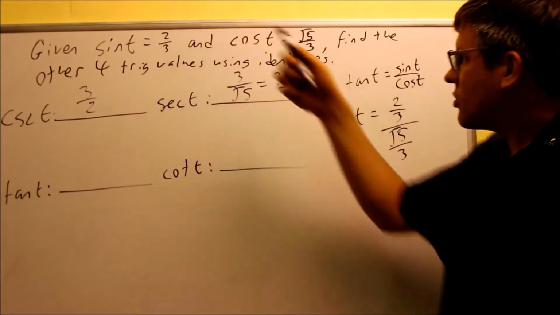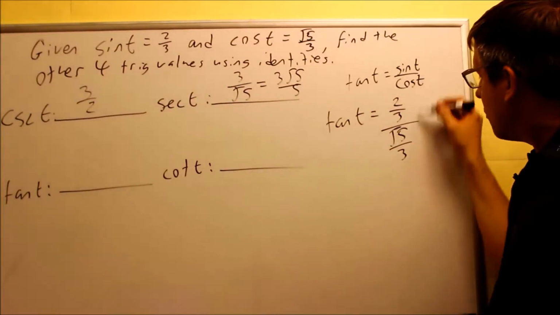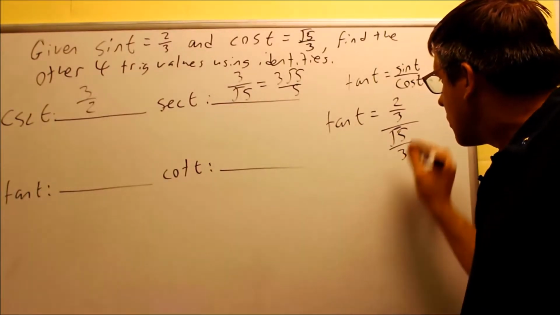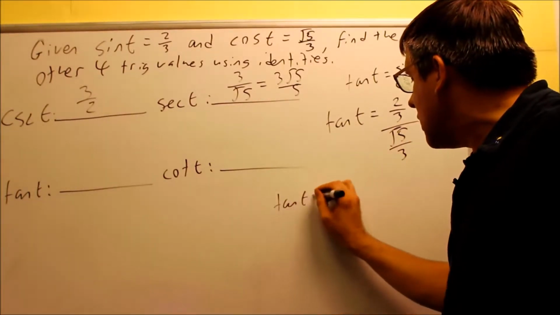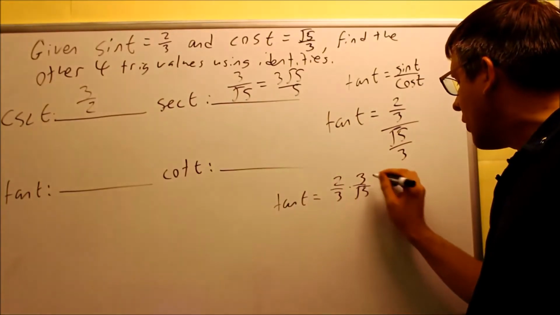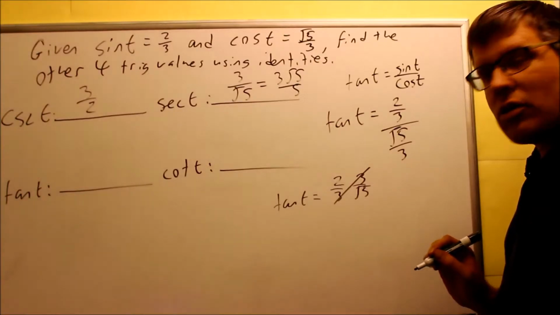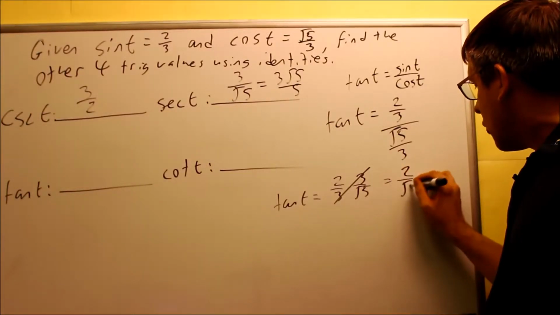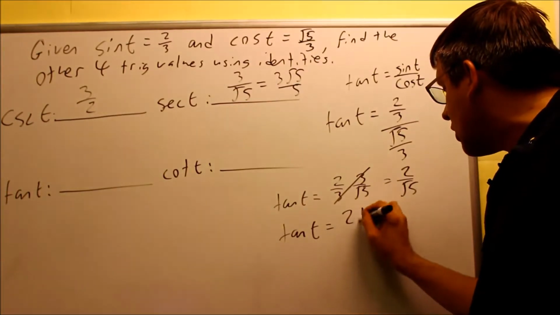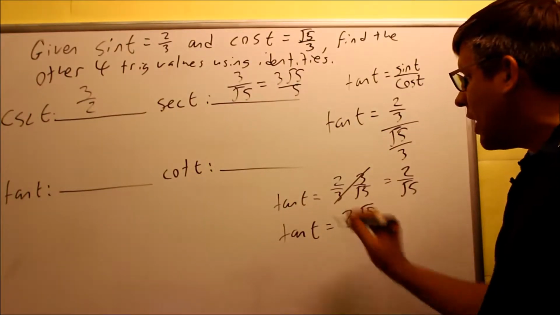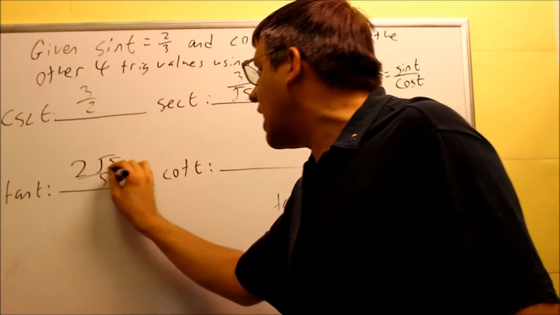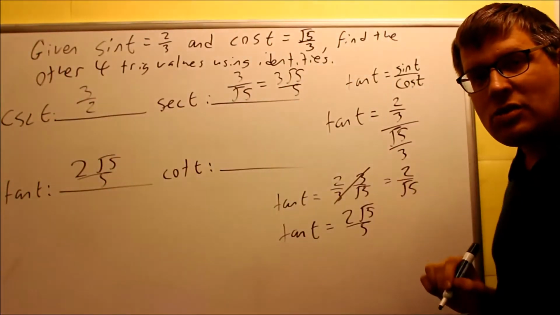I have sine and cosine given to me originally, so I can put those directly in here and I can just find out what my tangent is. So when I flip that over, my tangent t is equal to 2/3 times 3 over root 5. The 3's are going to cancel out here, and I would get 2 over radical 5. However, I would also want to rationalize that, so I get 2 radical 5 over 5, and that would be my answer that I would put here. So 2 radical 5 over 5, that's the answer for tangent t.